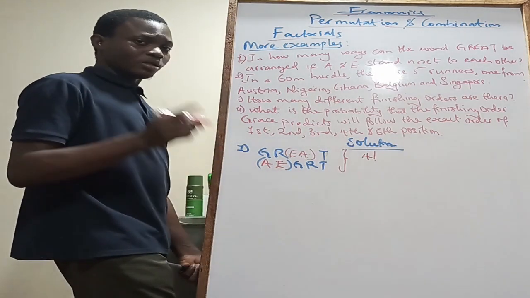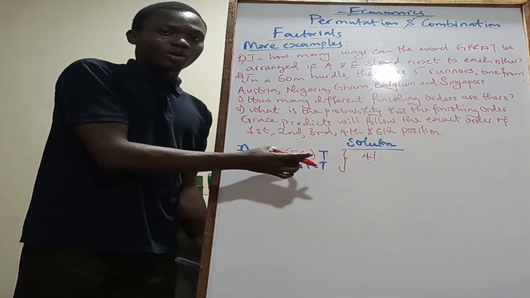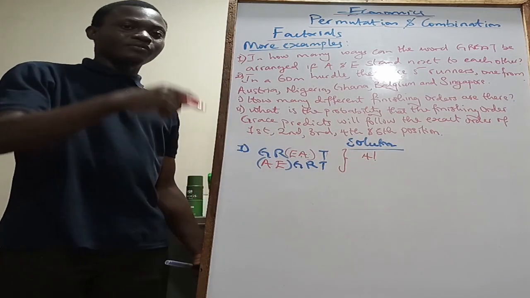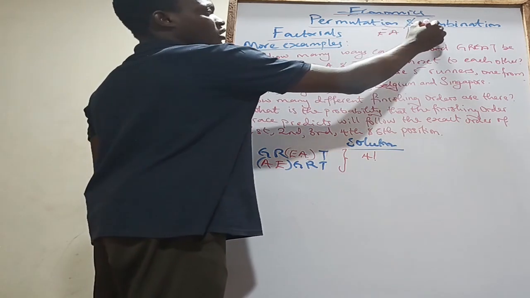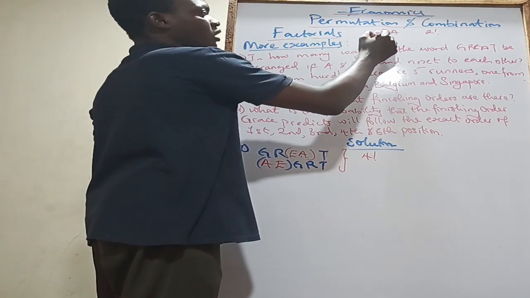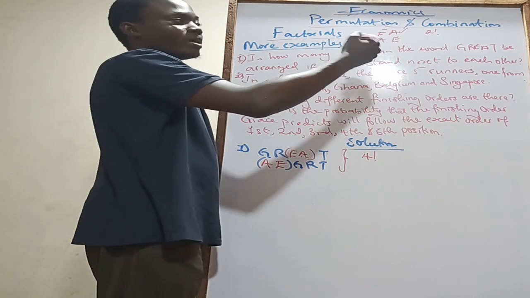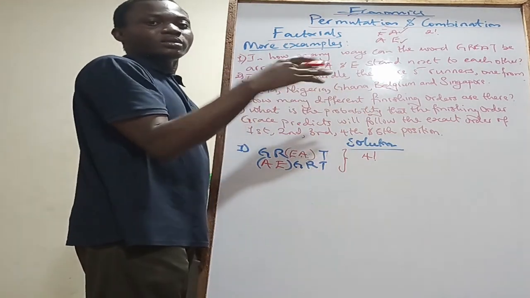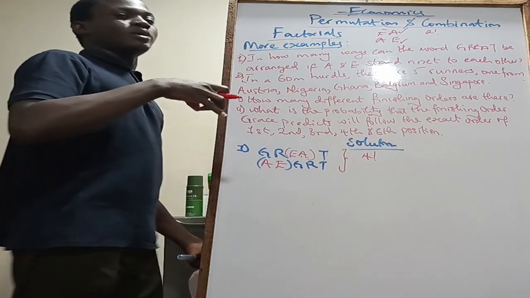But is that the end? No. Why is that not the end? That's not the end simply because EA on their own is like 2 factorial. In how many ways can you arrange EA? It's 2 factorial. It could be EA, it could be AE. This is one possible arrangement, this is another possible arrangement, so 2 possible arrangements, which is 2 factorial.